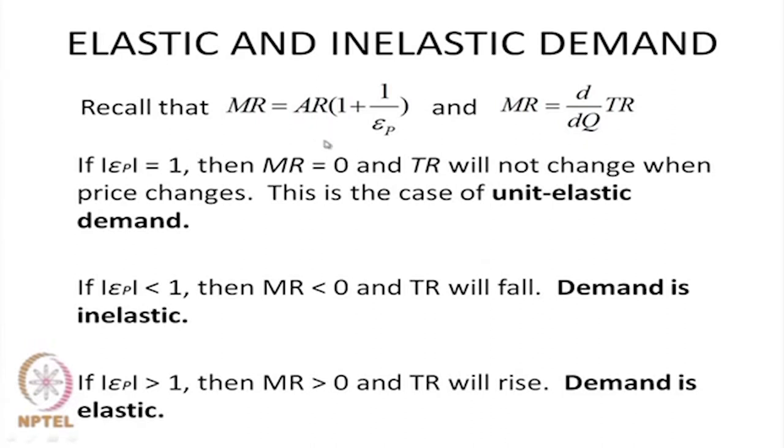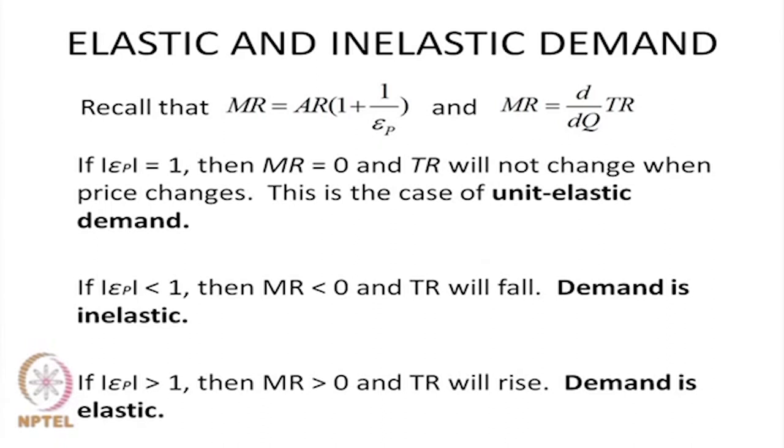So, MR is equal to 0, and if MR is equal to 0, then what is the meaning of TR? TR remains constant, because the d dq of TR is equal to MR is equal to 0. This means that TR is constant. It means that even when price changes, the total revenue does not change. Now, this is the case of unit elastic demand.